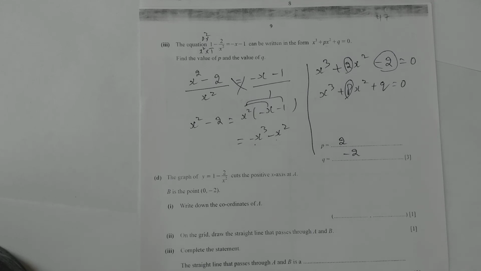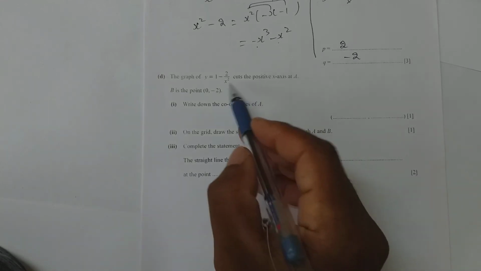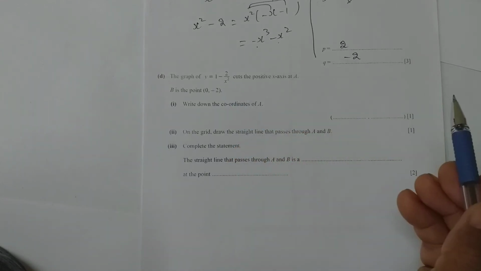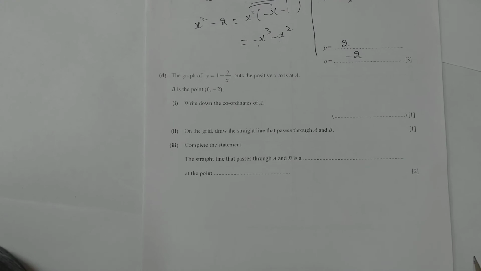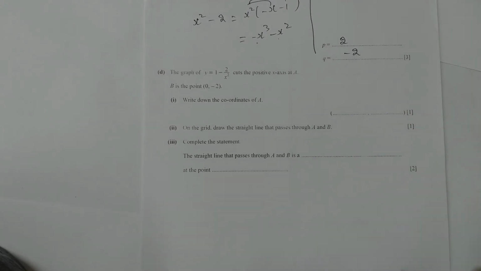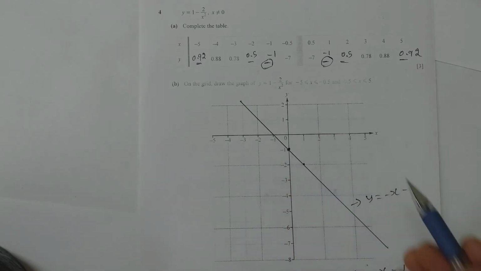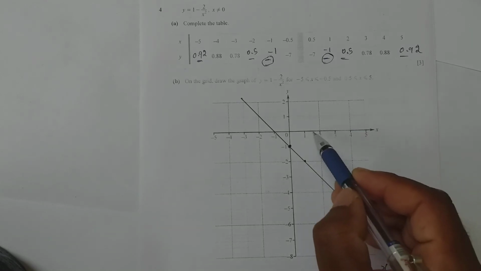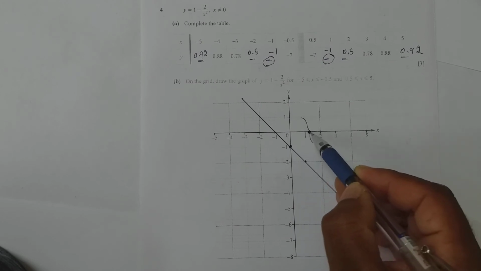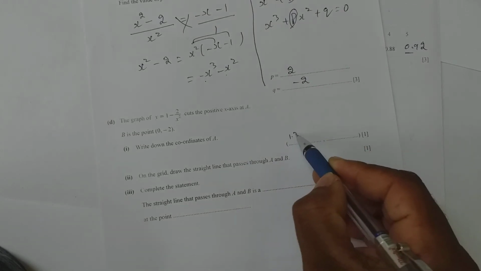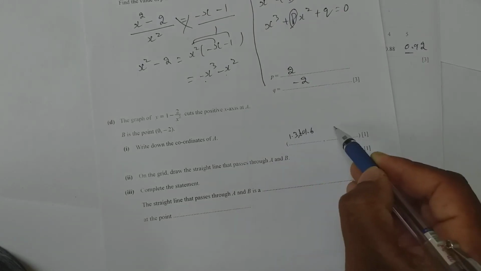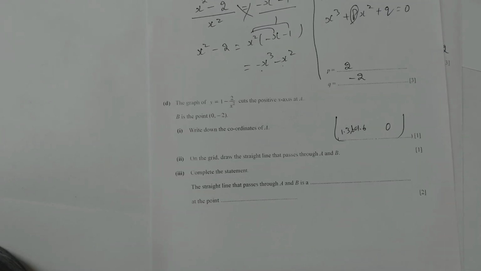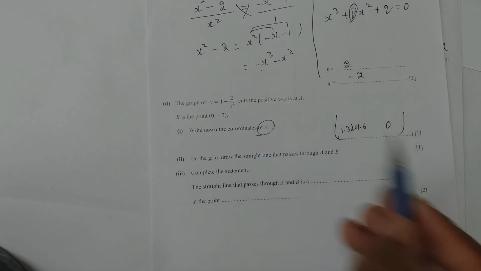Okay. Next one. The graph y equal to 1 minus 2 by x square cuts the positive x-axis at A. Okay. Now you have drawn the graph. That graph wherever it meets the x-axis, that point we are saying to be A. It meets around 1 point here, somewhere around it goes. So this point you need to write. That point should be between 1.3 to 1.6 and the y coordinate will be 0 anyhow on the x-axis. That is the coordinates of A.